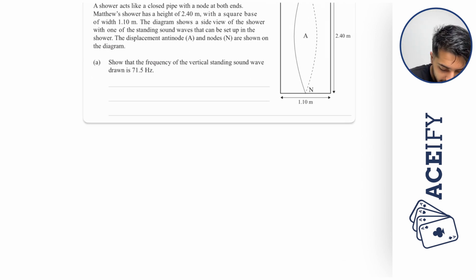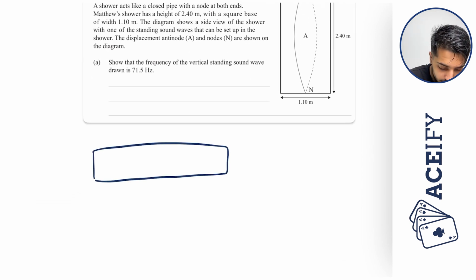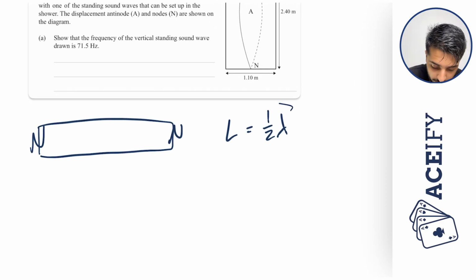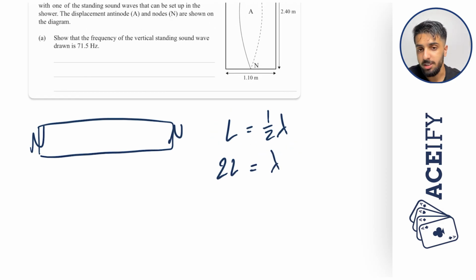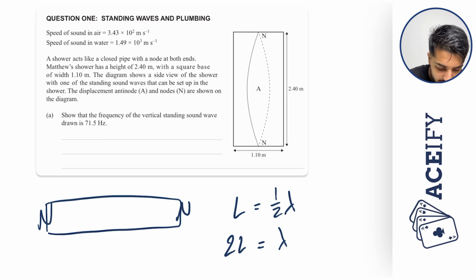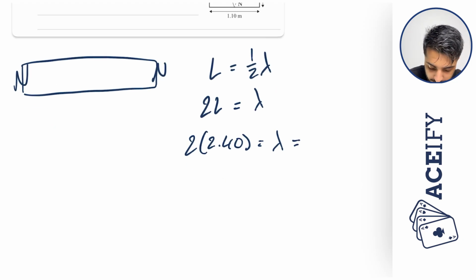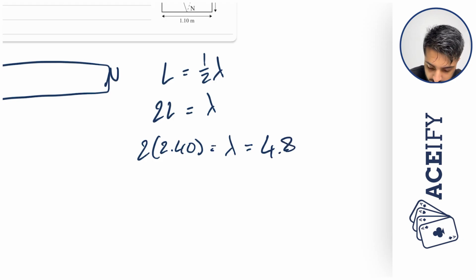Okay, so we know whenever we have a case where we have a closed pipe with nodes at both ends, our length is equal to 1/2 of the wavelength for the fundamental frequency that is. And therefore, as we know that our length is half a wavelength, 2 times our length is going to be 1 wavelength. We know that the length in this case is the height of the shower, because that is our length right there. And therefore 2 times 2.4 is equal to our wavelength, which means our wavelength is 4.8 meters.